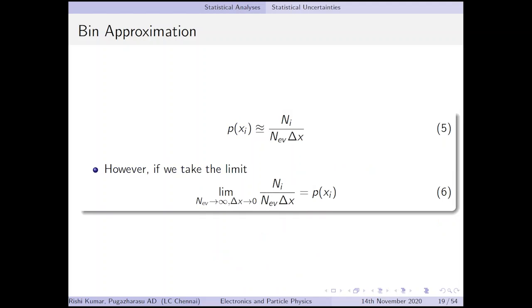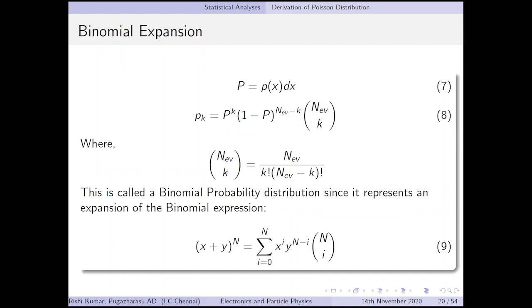However, if we take the limit as the number of events tends to infinity, and the delta X, or the width of each bin, tends to 0, we essentially get a perfect result. It's similar to the integration and numerical integration methods that we've done before. We essentially construct bar charts or bins, and then we limit them to 0. So then we essentially get a continuous integral of the probability function at hand. So that is essentially a very short intro into the bin approximation.